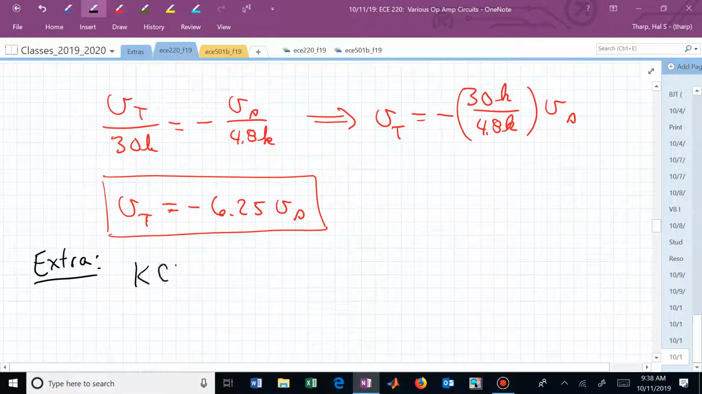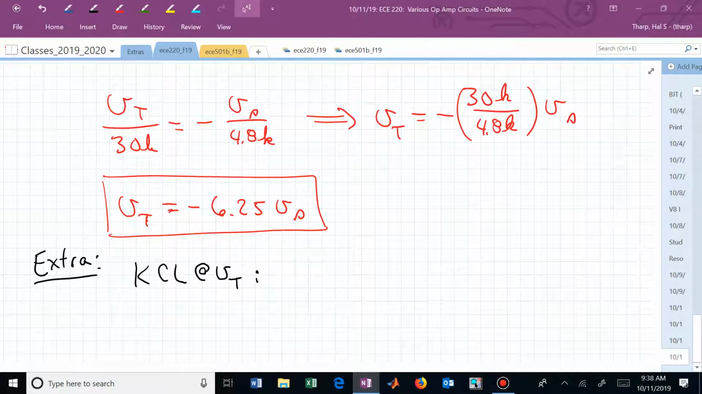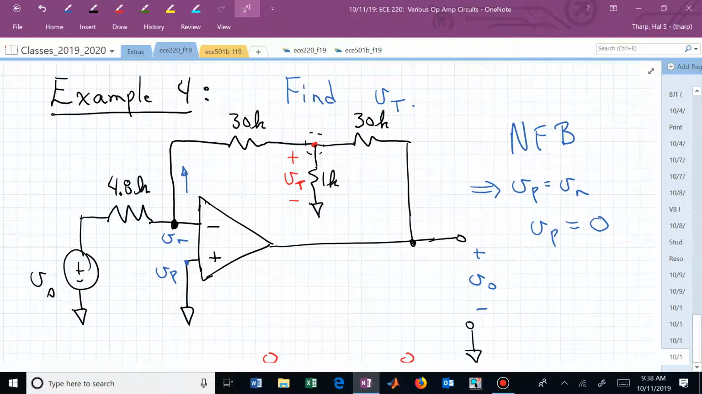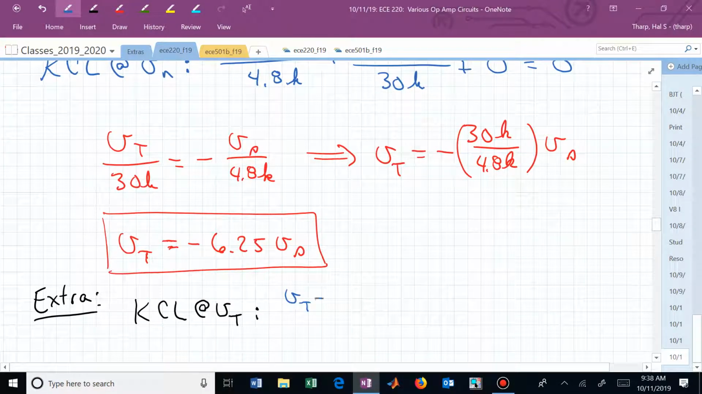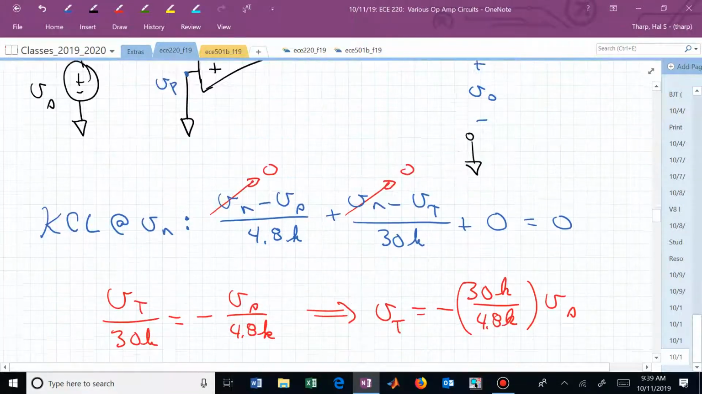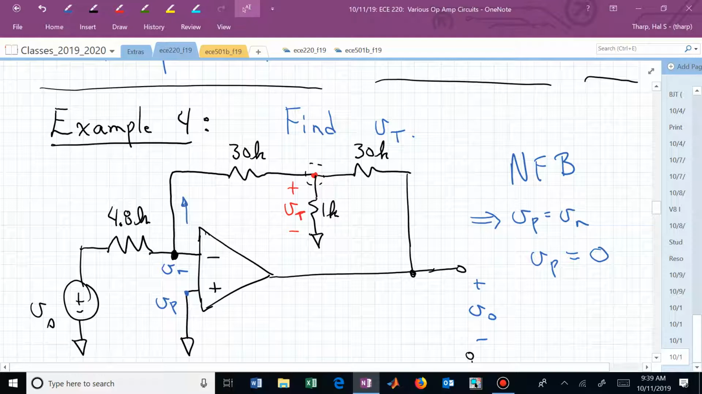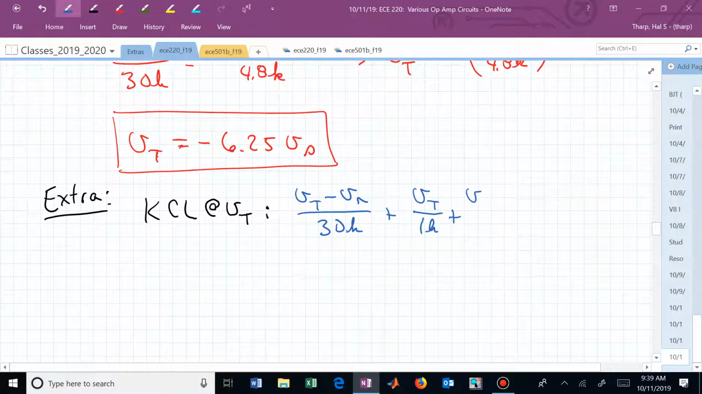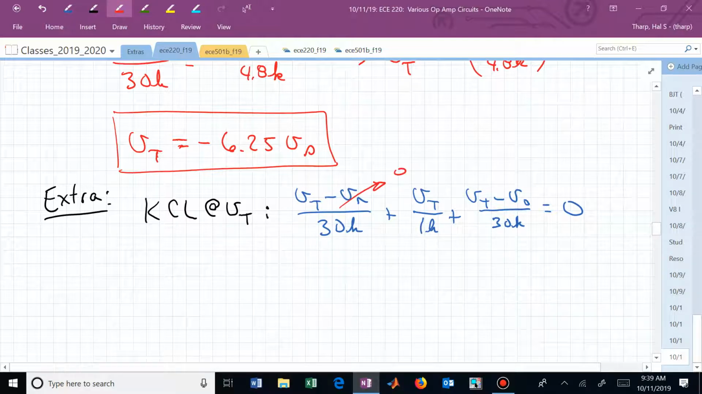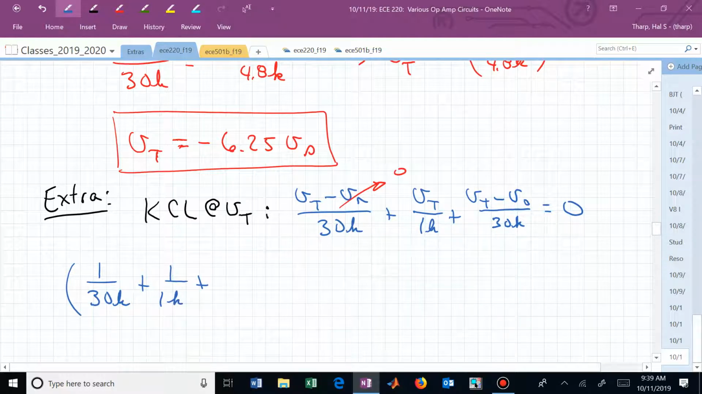So now KCL at V sub t allows us to say that V sub t minus V sub n over 30k plus V sub t over 1k plus V sub t minus V sub 0 over 30k. And again, we know that this is 0. Or we now have 1 over 30k plus 1 over 1k plus 1 over 30k. Those are all being used to scale V sub t. And let's put V sub 0 on the other side.